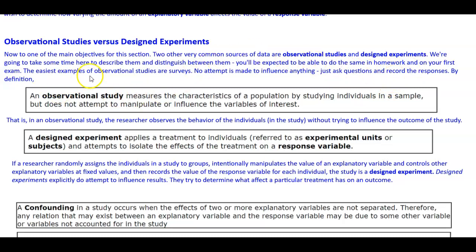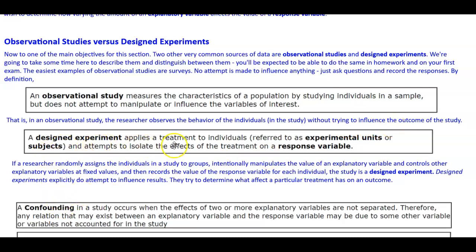The easiest examples of observational studies are surveys. No attempt is made to influence anything. Just ask questions and record the responses. So by definition, we would say that an observational study measures the characteristics of a population by studying individuals in a sample, but does not attempt to manipulate or influence the variables of interest. That is, in an observational study, the researcher observes the behavior of the individuals in the study without trying to influence the outcome of the study.